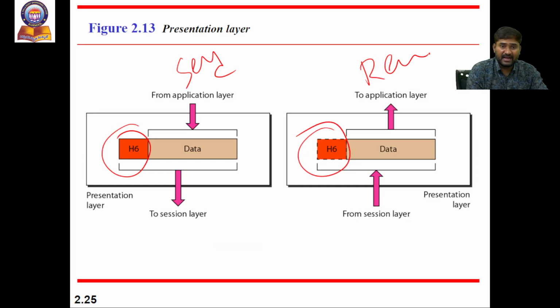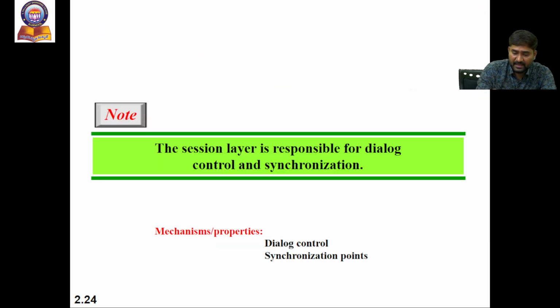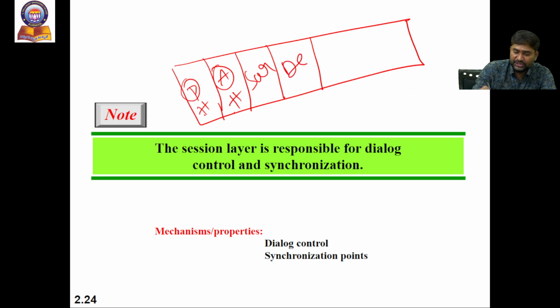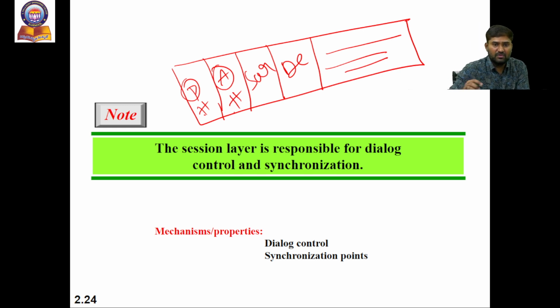What data will be received at the session layer? My original content plus the headers of two layers: this header belongs to the presentation layer and this header belongs to the application layer. I am writing presentation layer header, application layer header, and this is the source address and this is the destination address, and this is my original content. Right now, this is the complete data which is received at the session layer. When my data is received at the session layer, it is responsible for creating dialog control and adding synchronization points.